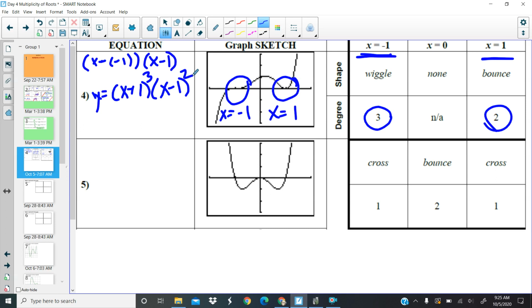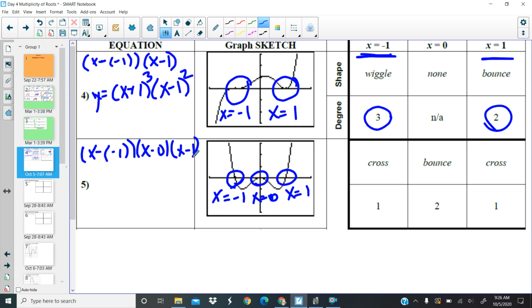So again, the first thing I'm going to do is find where each of my zeros are. So it crosses here, it bounces here, and it crosses again here. And so that's at x equals -1, x equals 0, and x equals +1. And so then I want to write out each of my factors from that. So my first one is x minus -1, x minus 0, and x minus 1.